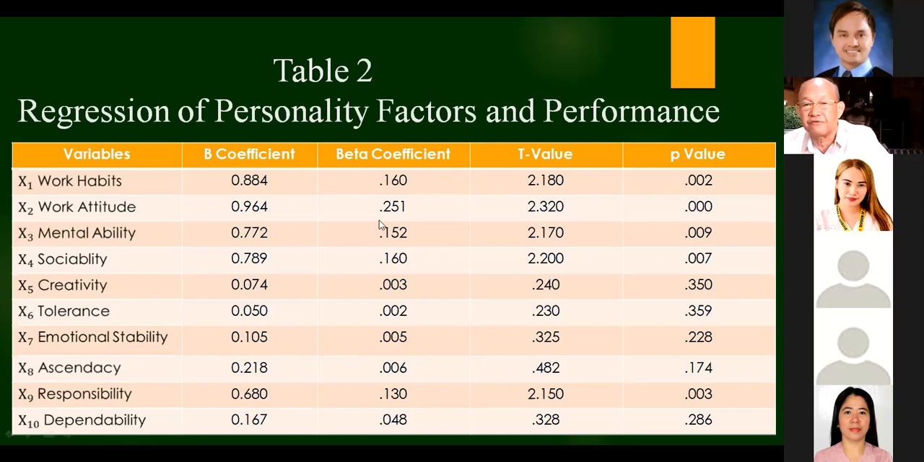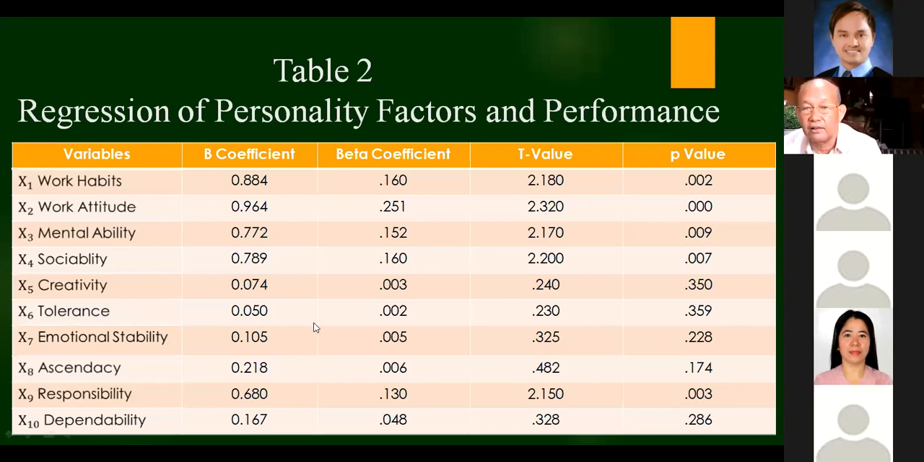0.251. Okay, 0.251, and you are referring to work attitude. Yes, sir. So this is the highest. Second highest? 0.160. So this is the second highest, work habits. The third is sociability, and mental ability also. We have two at 0.160, sociability and work habits. So how do you explain that?